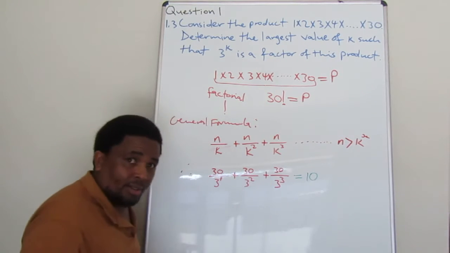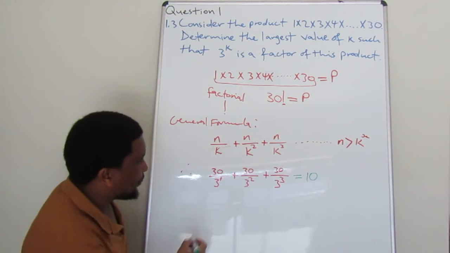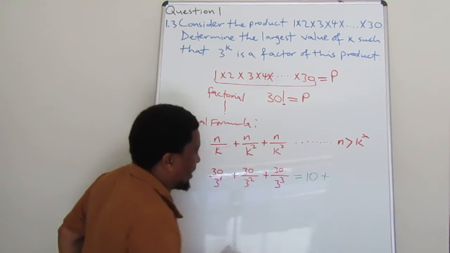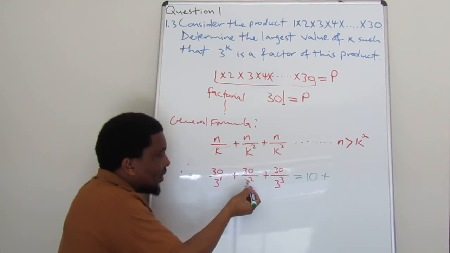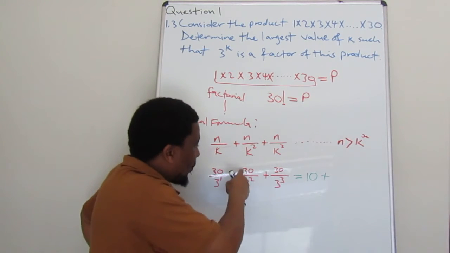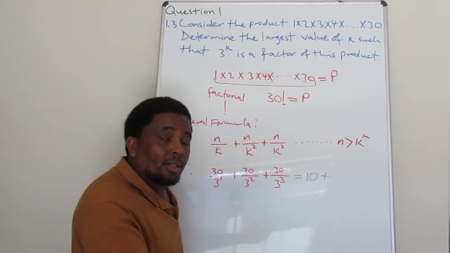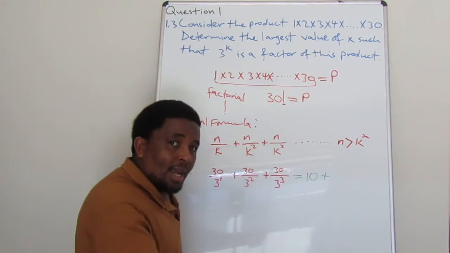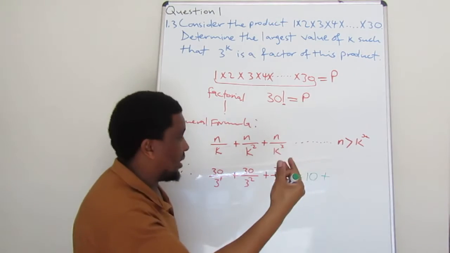I'll get 10 there. 30 divided by 3 will give me 10. Plus, I'll say plus here. Here, this is 3 squared. 3 squared is 9, right? Now, 30 divided by 9, right? It's 9, 18, 27, right?